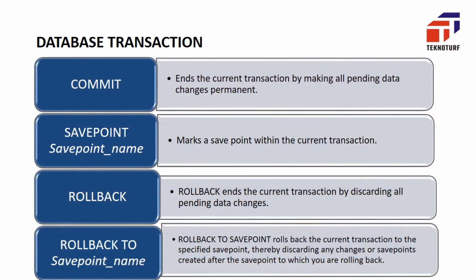In a database transaction, we use the commit statement to end the current transaction and make all pending data changes performed in the transaction permanent. Use the savepoint statement to identify a point in a transaction to which you can later roll back. We can use rollback to erase all data modifications made from the start of the transaction or to a savepoint.